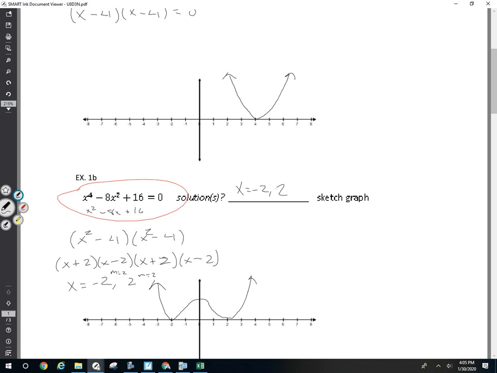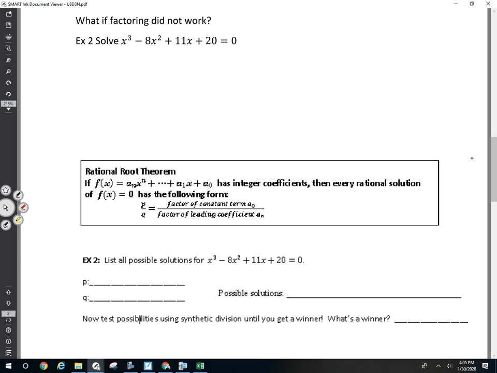Okay, but that's not really the new stuff. The new stuff is going to come on this next page. But most of the stuff we're going to see, okay, is a situation where I'm not able to factor. I got 4 things I can't factor.